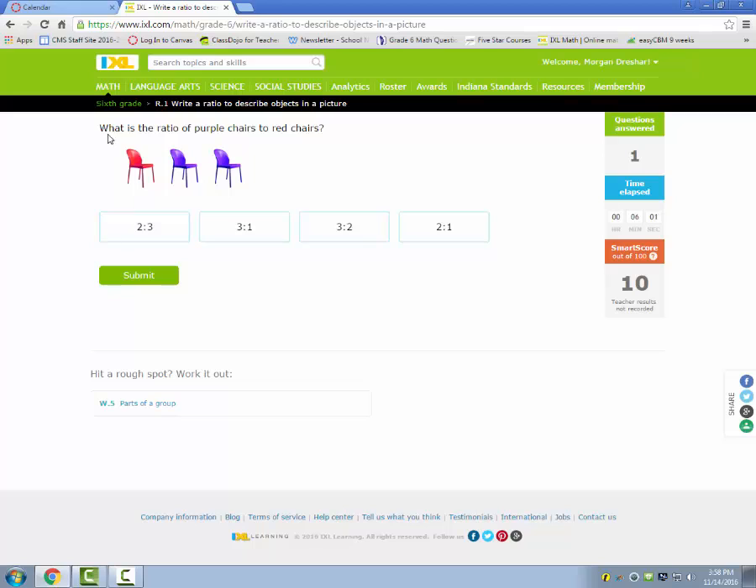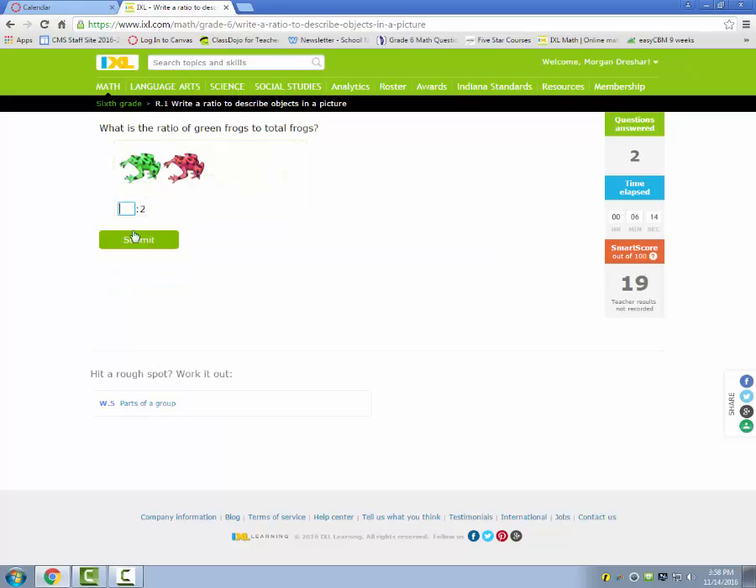Okay, same with this one. What is the ratio of purple chairs to red chairs? Well, we have 2 purple chairs, we have 1 red chair, so it should be 2 to 1. What is the ratio of green frogs to the total of frogs? So there's 1 green frog to the total of 2.